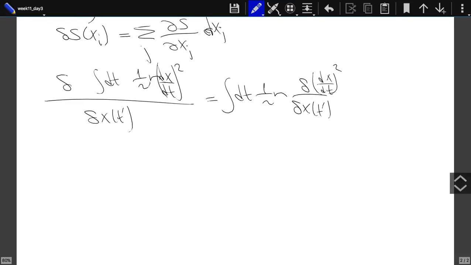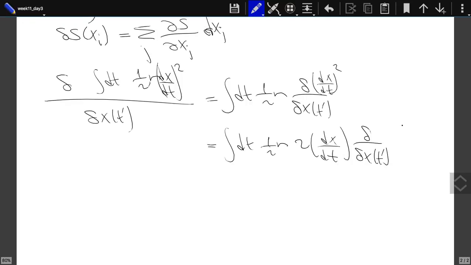This functional derivative here will be quite similar to an ordinary derivative, in the sense that this will be ∫dt (1/2) m times twice dx/dt times the functional derivative of the ordinary derivative of x.